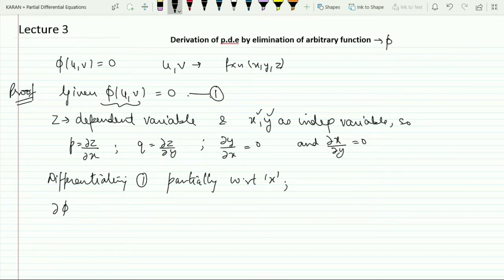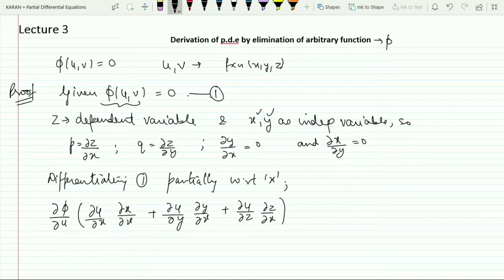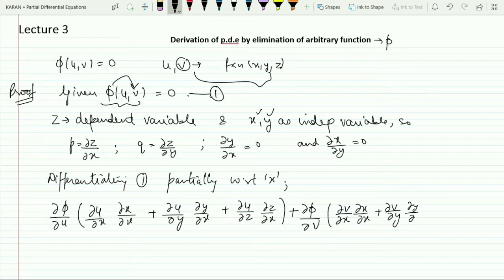So del phi by del u, and now u is a function of x, y and z, so del u by del x into del x by del x, plus del u by del y into del y by del x, plus del u by del z into del z by del x, plus del phi by del v, because phi is now a function of v, and again v is a function of x, y and z. So this will go to del v by del x into del x by del x, similarly del v by del y into del y by del x, similarly del v by del z into del z by del x. This is equal to 0.